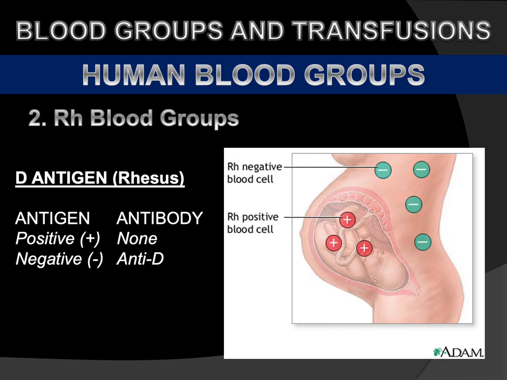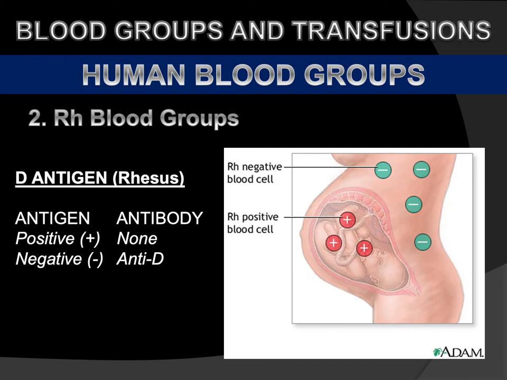So, no antibody. But if you do not have the antigen, ikaw ay negative. And again, pwede kang mag-produce ng anti-D because you are not familiar with the antigen. Hence, your body will form an antibody to fight it. Most humans are Rh positive, meaning their RBCs carry the Rh antigen. But unlike yung antibodies ng ABO system, anti-Rh antibodies are not automatically formed by Rh individuals.